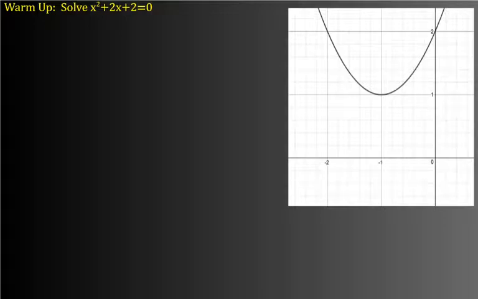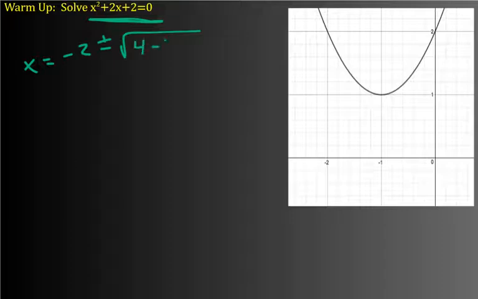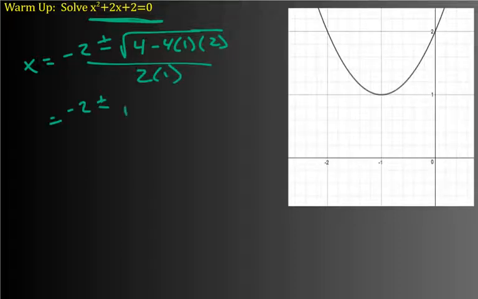To motivate this, I want to actually just solve a quadratic. This one right here you can't easily solve with factoring, so we're just going to do the quadratic formula. x equals negative b plus or minus the square root of b squared minus 4ac, all over 2a, which is just 1. And if we simplify this, 4 minus 8 in there is negative 4.